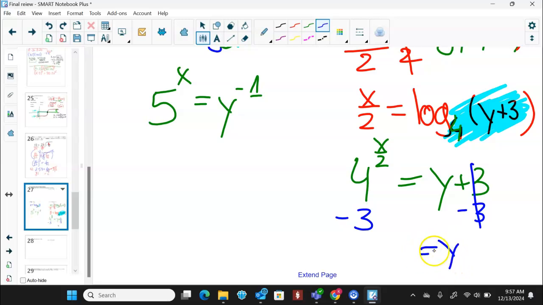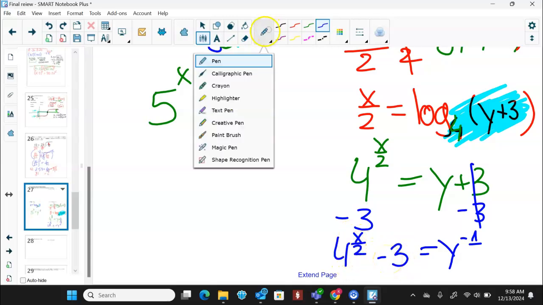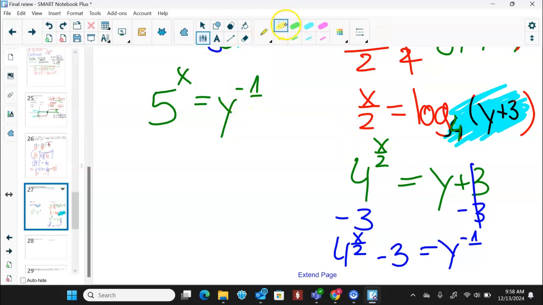Okay, y by itself, that's an inverse. Now here, very important, the negative 3 goes to the side. Why? Because you already created 4 raised to x over 2. You are moving the 3 to the side of that exponential function. Okay?